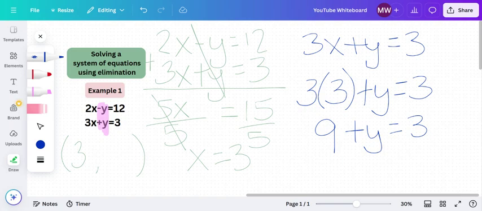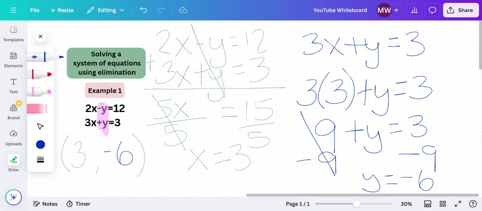Now my last step to get y by itself would be to move that 9 to the other side of my equation. To do that, I have to do the opposite of what's happening right now. So that is a positive 9, which means I need to subtract that 9 to get it to cancel out. And I'm going to be left with y equals negative 6. So then I'm going to write that in my ordered pair, negative 6. So my final answer is 3, negative 6, meaning x equals 3 and y equals negative 6.